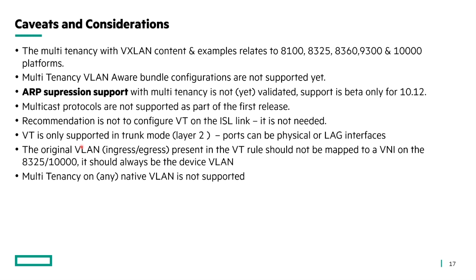VLAN translation is only supported on trunk mode. That's layer 2, that's interface physical or LAG interfaces. The original VLAN ingress and egress present in the VLAN translation rule should not be mapped to a VNI on the 8325 and the 10,000. It should always be the device VLAN, but if you're using VXLAN and VLAN translation, you should always be mapping the device VLAN to the VXLAN VNI. And just to call out this last item here, multi-tenancy on any native VLAN is not supported, so do be aware of that in your configurations.